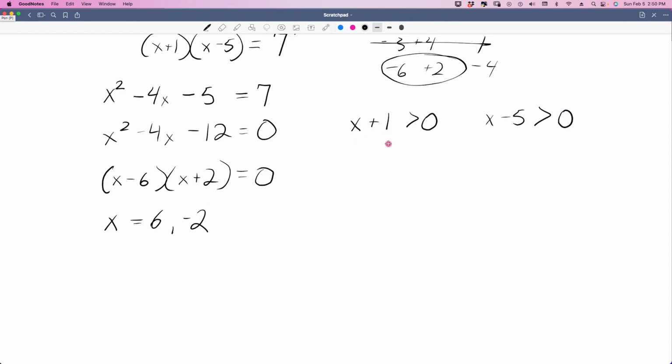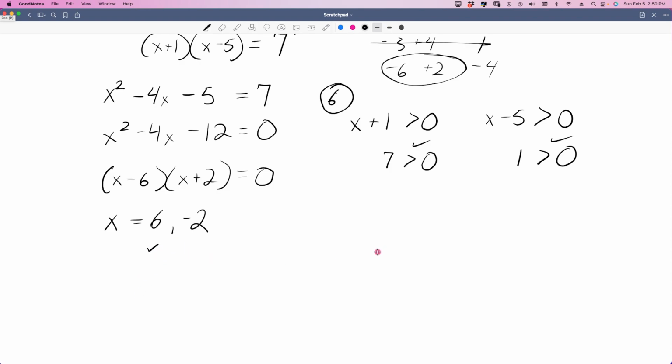6 plus 1 gives us 7, which is greater than 0. So I'm just going to put that this is 6 right here. So that one works for that. And 6 minus 5 gives us a positive 1, which is greater than 0. So that works. So 6 works.